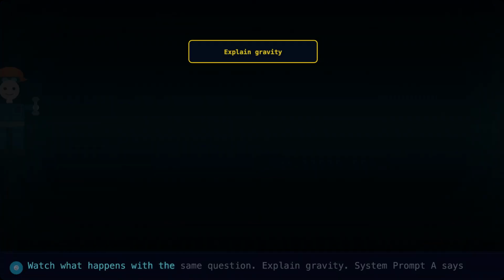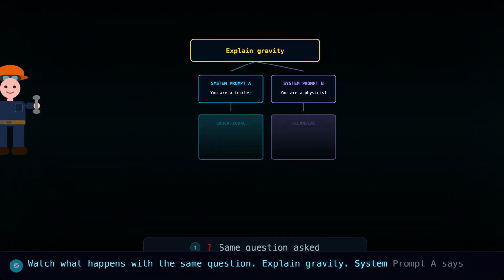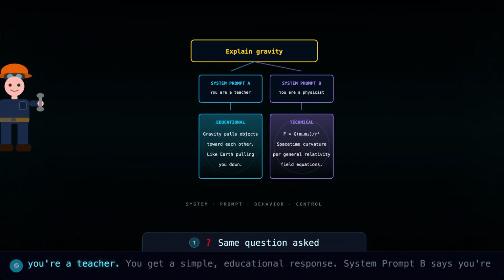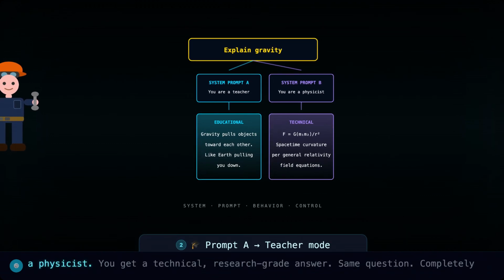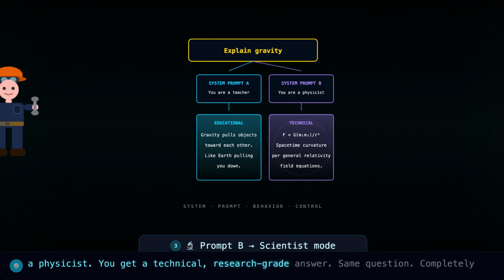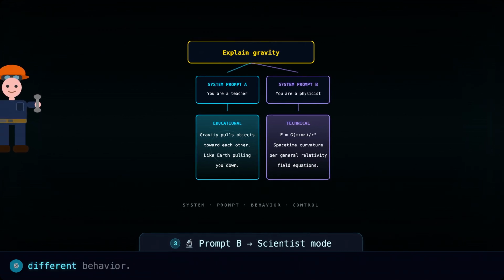Watch what happens with the same question. Explain gravity. System prompt A says you're a teacher. You get a simple, educational response. System prompt B says you're a physicist. You get a technical, research-grade answer. Same question. Completely different behavior.